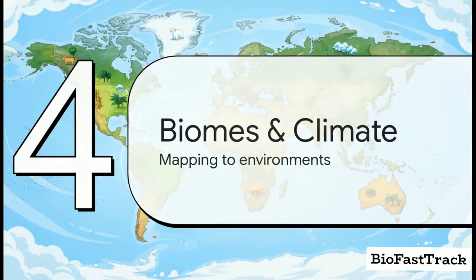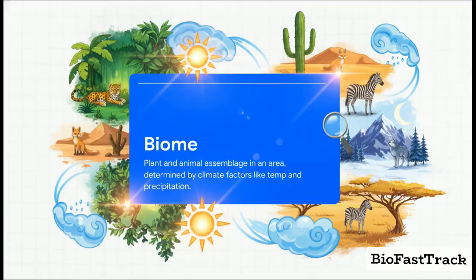Part 4. Biomes and climate factors. Let's map these organisms to their environments. A biome is the assemblage of plants and animals in a specific geographical area.